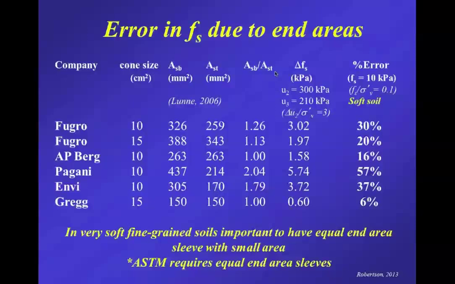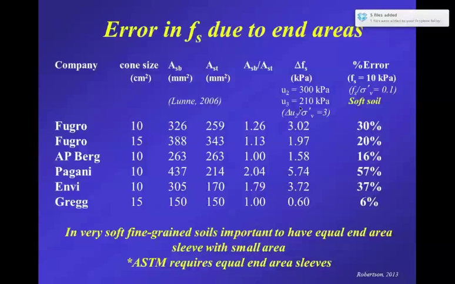So to give you an example of how big the correction could be, Tom Lunne back in 2006 published a little study at NGI where he looked at different cone designs and gave their dimensions. Admittedly this was back in the early 2000s. So some of these manufacturers have changed their dimensions a little bit, but these are just for illustrative purposes. And you see quite a few of the cones do not have equal end area. The Vandenberg one and the Gregg at that time did.